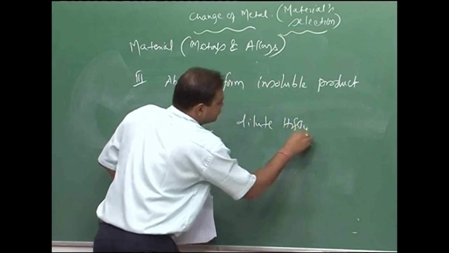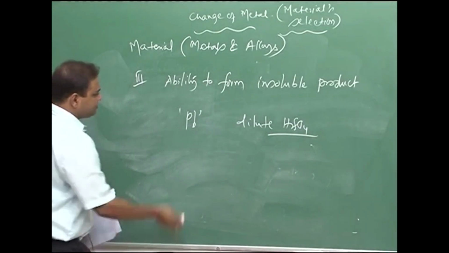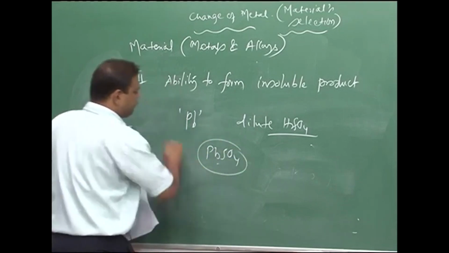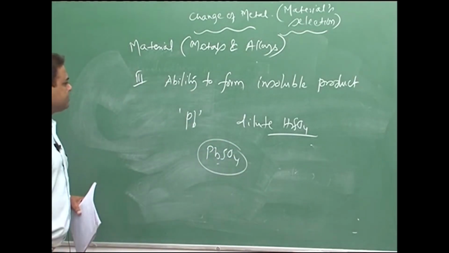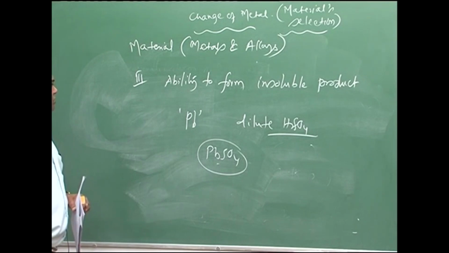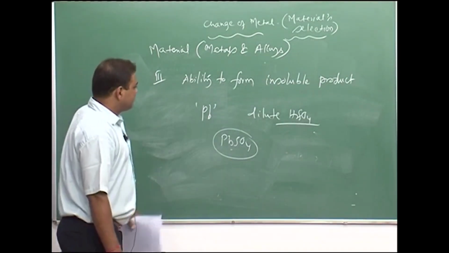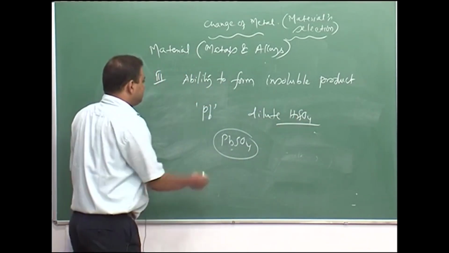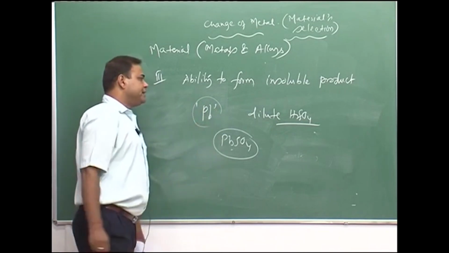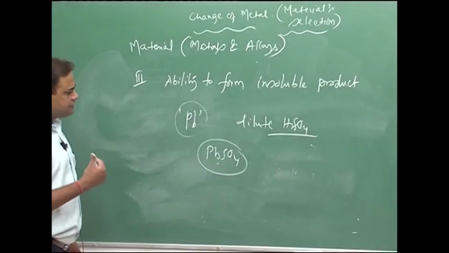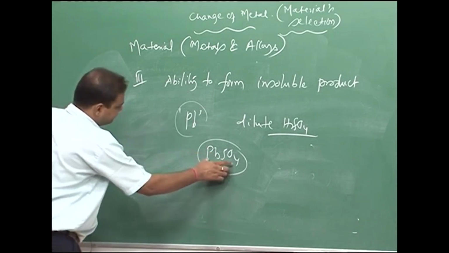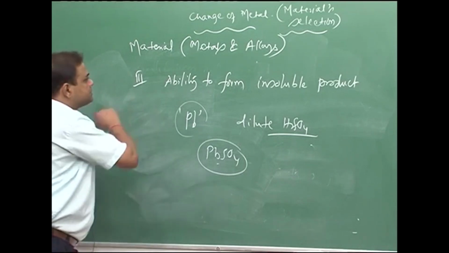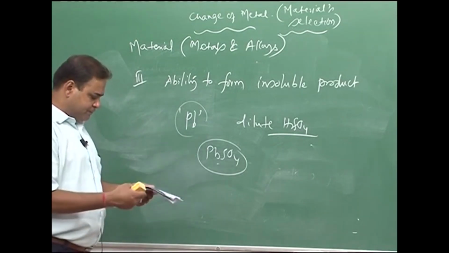H2SO4 solution, because it forms lead sulphate, which forms an insoluble layer on the surface and can protect the lead from corrosion in dilute H2SO4. But if this dilute H2SO4 is made concentrated, the corrosion rate of lead would be very high, because in strong H2SO4 this layer would dissolve and the lead would be exposed to the solution. So, this is the ability to form an insoluble product.